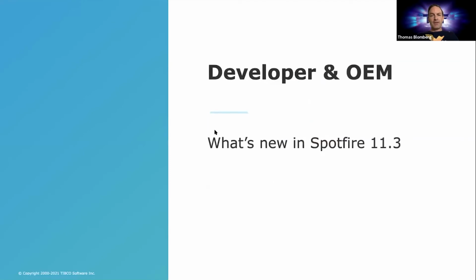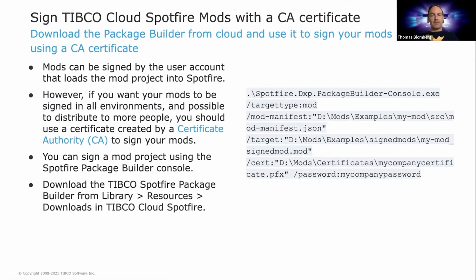All right, developer and OEM news in 11.3. You can now sign your mods with a CA certificate. By downloading the package builder from Cloud, you can use it to sign your mods using a CA certificate. So download this package builder and use this long command, and you will make sure that your mods are signed using a real and trusted certificate authority.